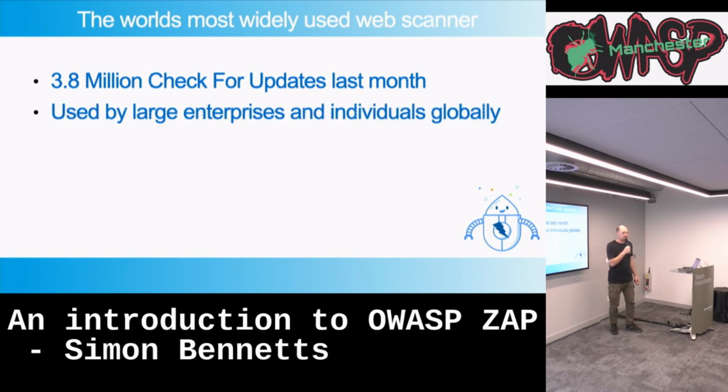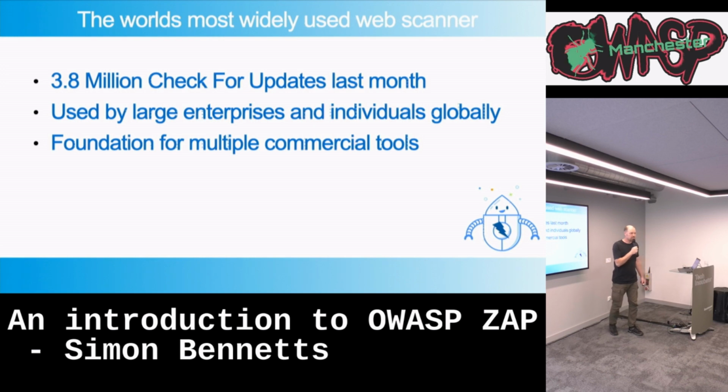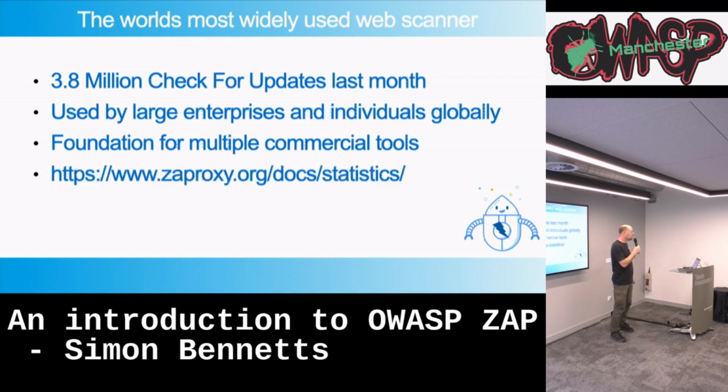We know it is used by enterprises, large, small, medium, and individuals all around the world. And it is the foundation for a lot of commercial tools. So although ZAP's free, you can pay for it if you want to have online versions, and the company I work for, JIT, is one of those companies that uses ZAP, not too surprisingly. All of the statistics are publicly available. Well, not all of them, we have a few more, but we've published a whole load and they get updated every month, so you can have a look and check out my claims.